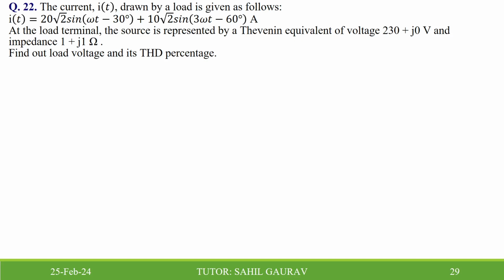So here there are two components in current, and this source is represented by Thevenin equivalent of voltage 230 plus J0 volt with respect to the fundamental component. So these values are given with respect to fundamental component, that is with respect to fundamental frequency omega. So this is given means at the load terminal source is represented by Thevenin equivalent of voltage 230 plus J0 volt and impedance of 1 plus J1 ohm.